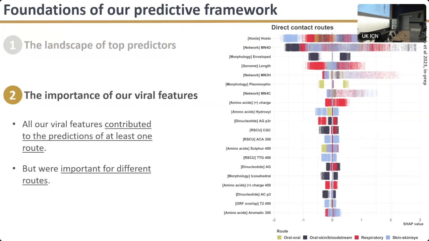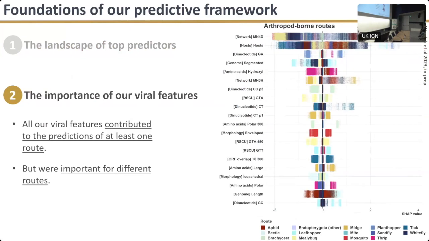And you can see, for instance, that the virus being enveloped is very important to predict if it will be transmitted through oral, skin or bloodstream contact. But the length of the virus is more predictive of it being respiratory, and also if it gets transmitted through skin and skin-to-eye contact. So as we can see, the virus sequence, or the predictive features that we engineered from that sequence, is telling us a different thing for every route and every transmission mode.